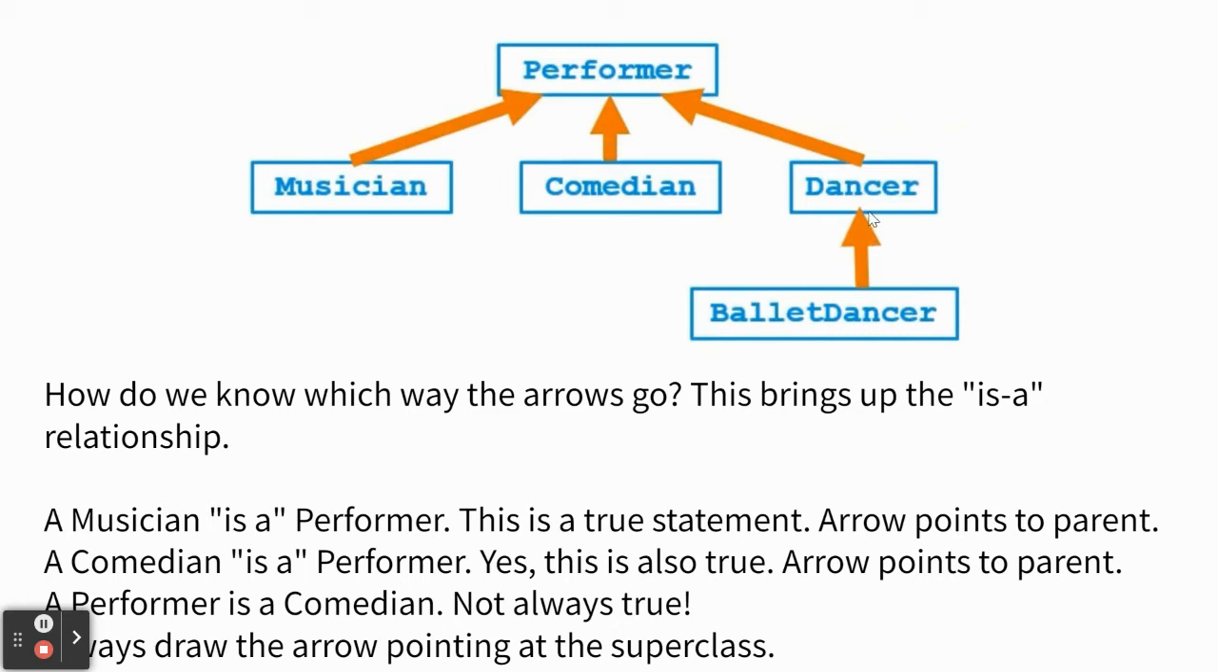The way you can tell which way to go, or if it even is a hierarchy, is to say out loud, a musician is a performer. That makes sense. A comedian is a performer. Now, if somebody said a performer is a comedian, that's not always true. Sure, a performer could be a comedian, but it's not always. So you wouldn't say a performer is a comedian and draw the arrow from performer to comedian.